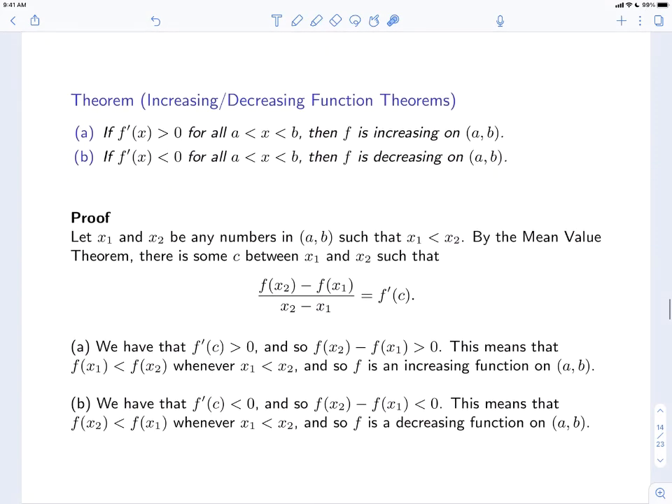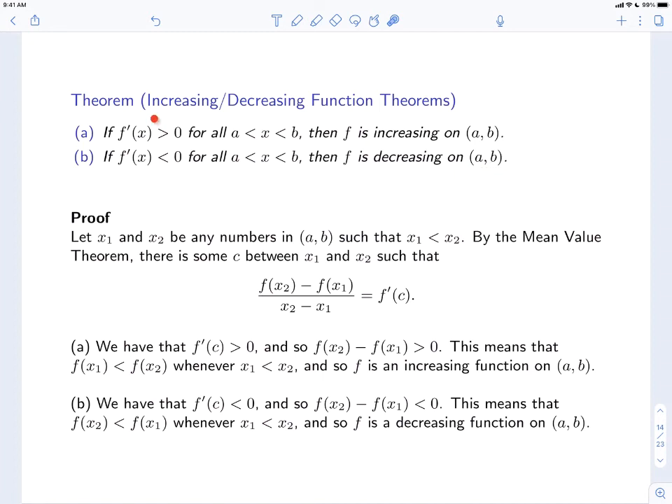And now we have a very significant theorem, the increasing-decreasing function theorem. Well, function theorems, really. It's 2 theorems in one. So the first one is that if f prime of x is strictly greater than 0 for all x between a and b, then f is an increasing function on this interval. So if the derivative is positive on an interval, then the function is increasing on that interval. And similarly, if the derivative is negative on an interval, then the function is decreasing on that interval.